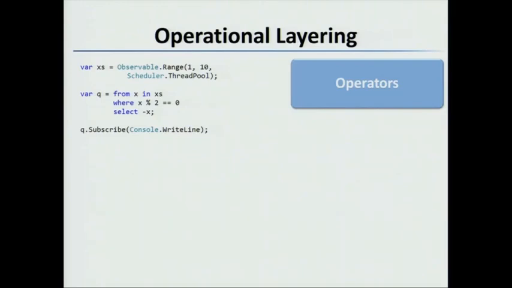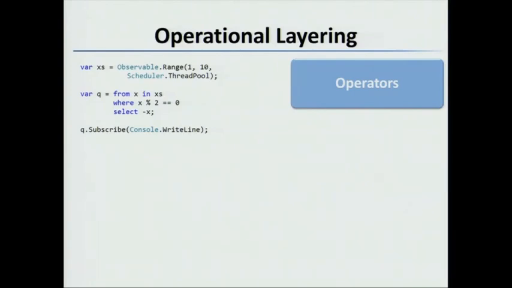Then what we do is we take this, assign it to xs, and we filter so we only have the even numbers, and then we negate the values and we pump them out. And the Console.WriteLine here will be running on the thread pool, right? Exactly. That's right.